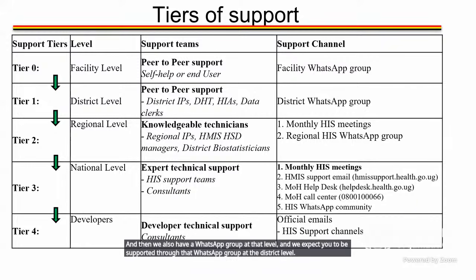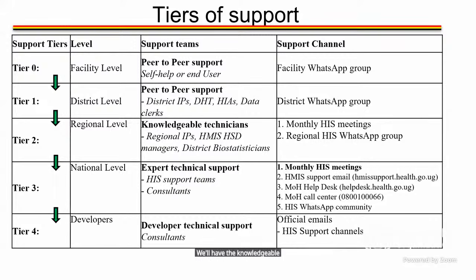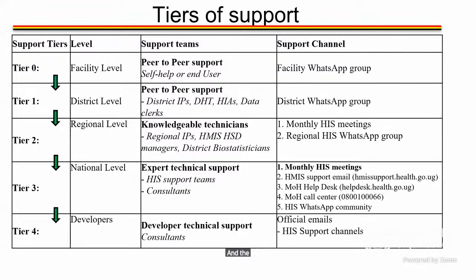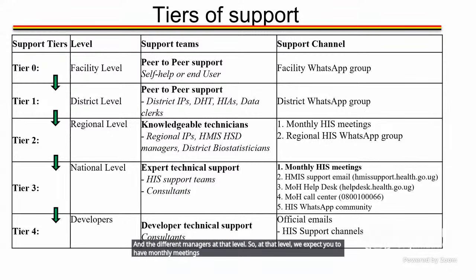If that help is not sufficient, you're supposed to escalate to tier 2, that's the regional level, where we have the knowledgeable technicians, the regional IPs, the district biostats from the different local governments. We also have regional referral biostats now, and the different managers at that level. So at that level, we expect you to have monthly meetings. A group that I've talked about should convene monthly meetings to look at the issues that are emerging from time to time, the HIS-related issues.